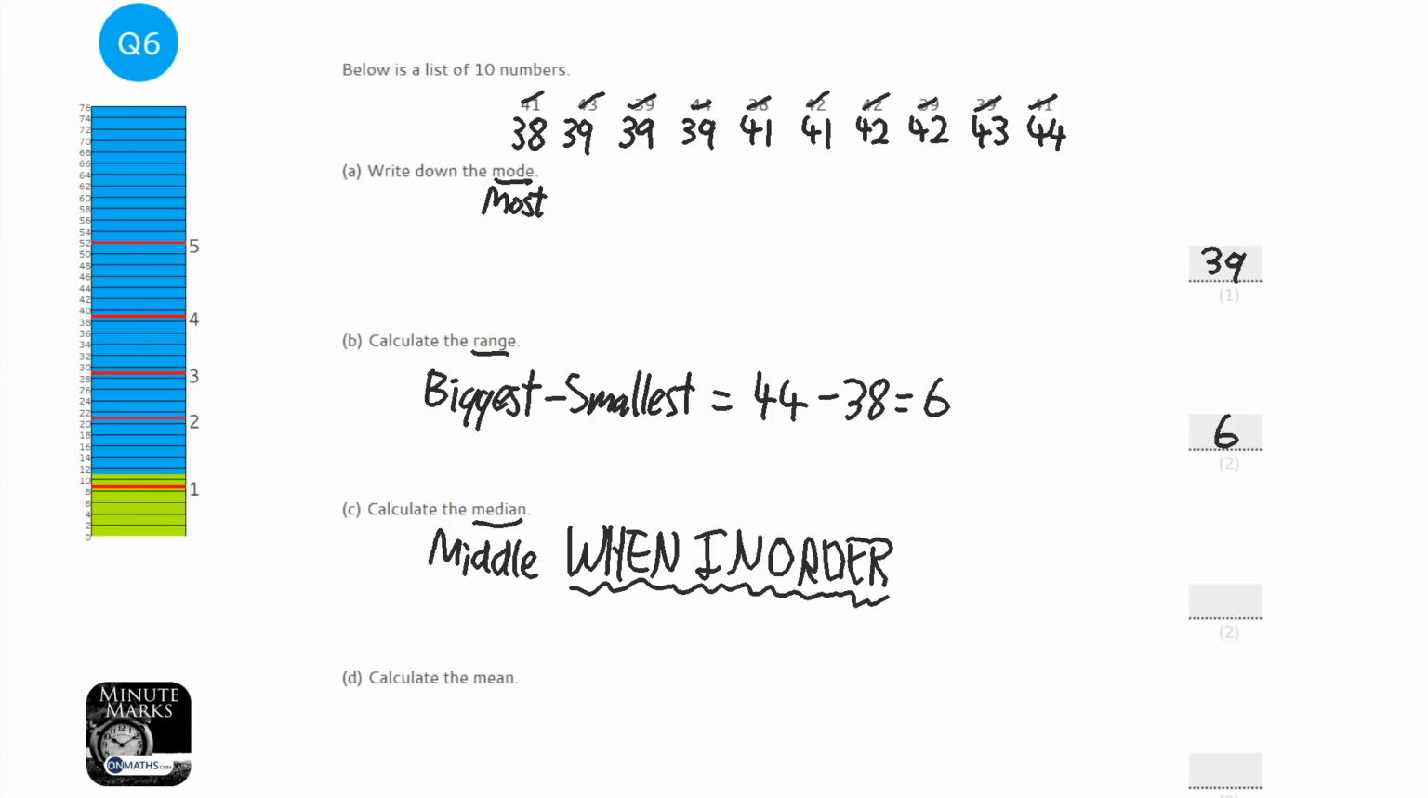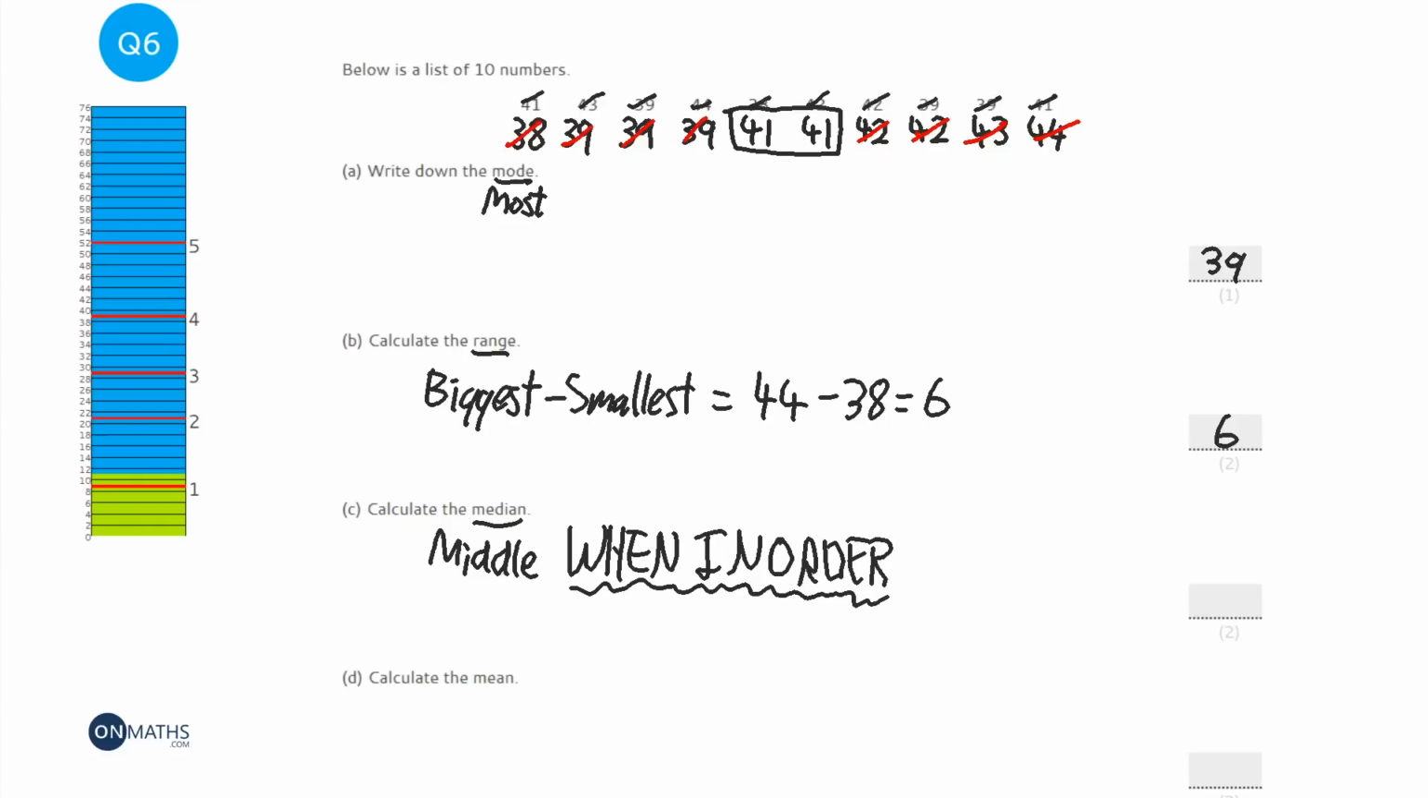You have to put them in order of size first, okay? And what you do is you cross out one from both sides, then another one from both sides, then another one from both sides, then another, until you're left with 1 or 2 in the middle. Now if you're left with 2 in the middle, then you add them together and halve it. Or find the number that's halfway between the two.